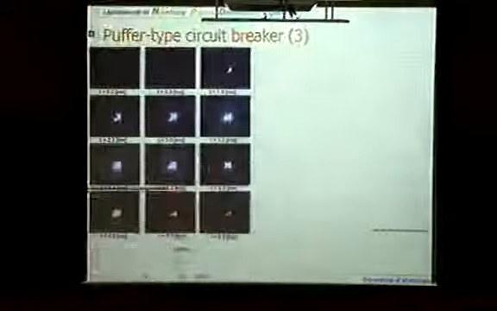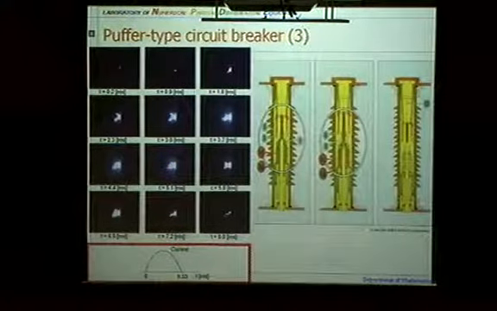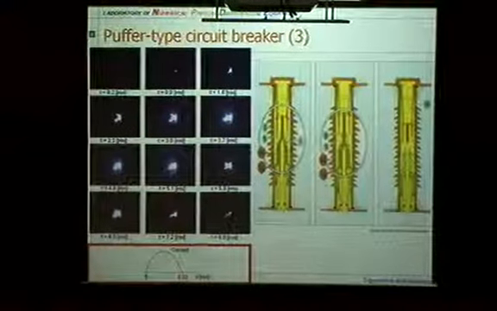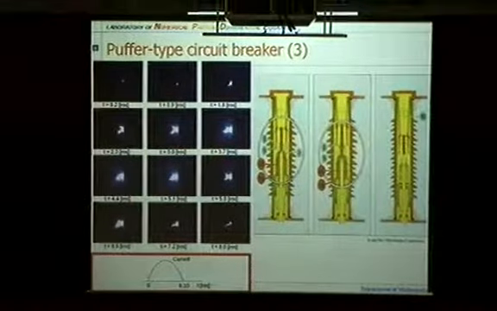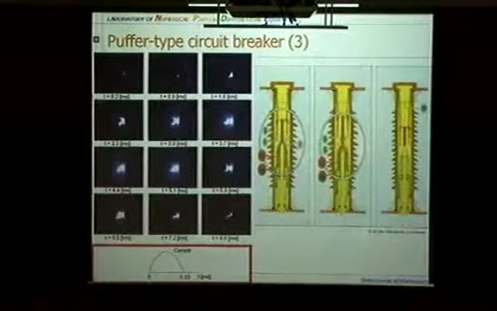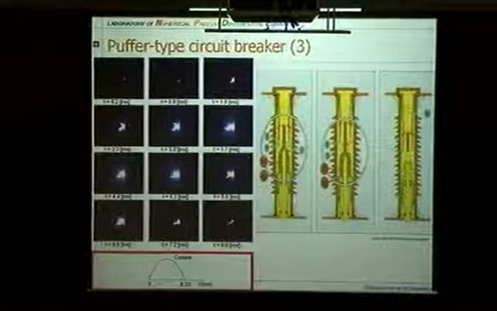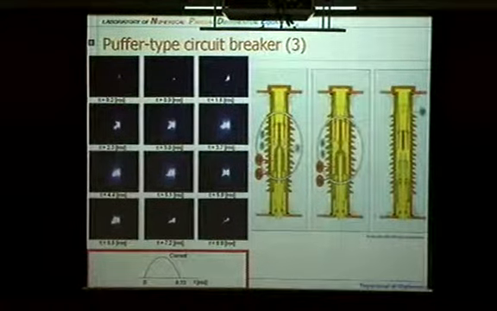Okay, so these are the experimental pictures. Okay, a very short time. So this is 8.3 milliseconds, and this is the current profile. And with this current profile, there appears an electric arc. So this is a very bad situation because it means it failed to break the circuit. So the question is how to effectively cancel out this arc. Okay.